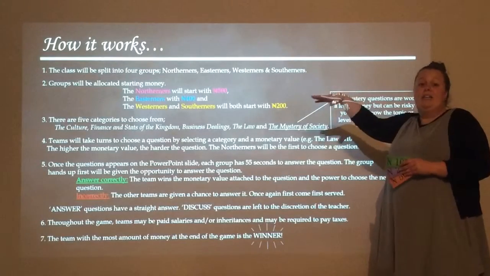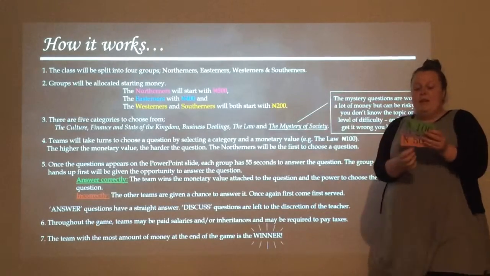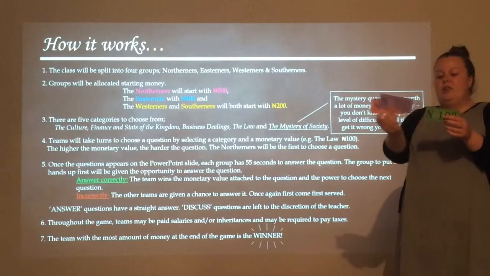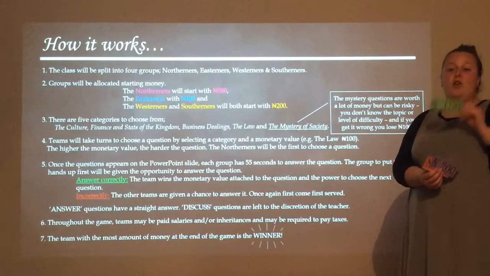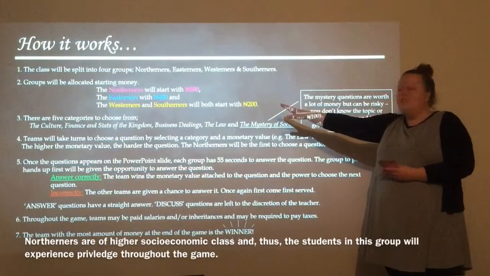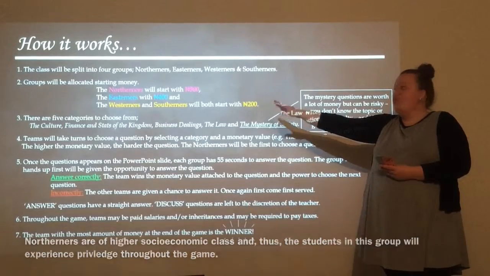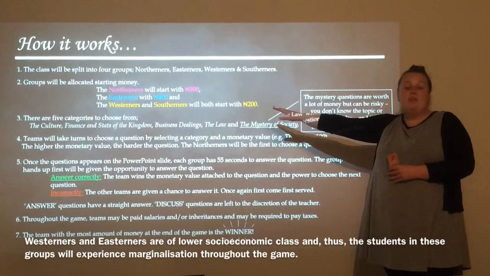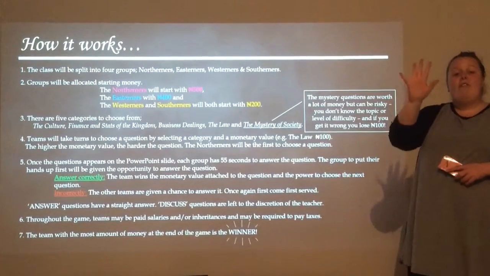They will now be allocated a starting amount of money. The money looks like this. We have a 500 note, a 200 note, a 100 note, and they are called nobles. The Northerners will start with 500 nobles, the Easterners will start with 400 nobles, and the Westerners and Southerners will start with 200 nobles. There are 5 categories.